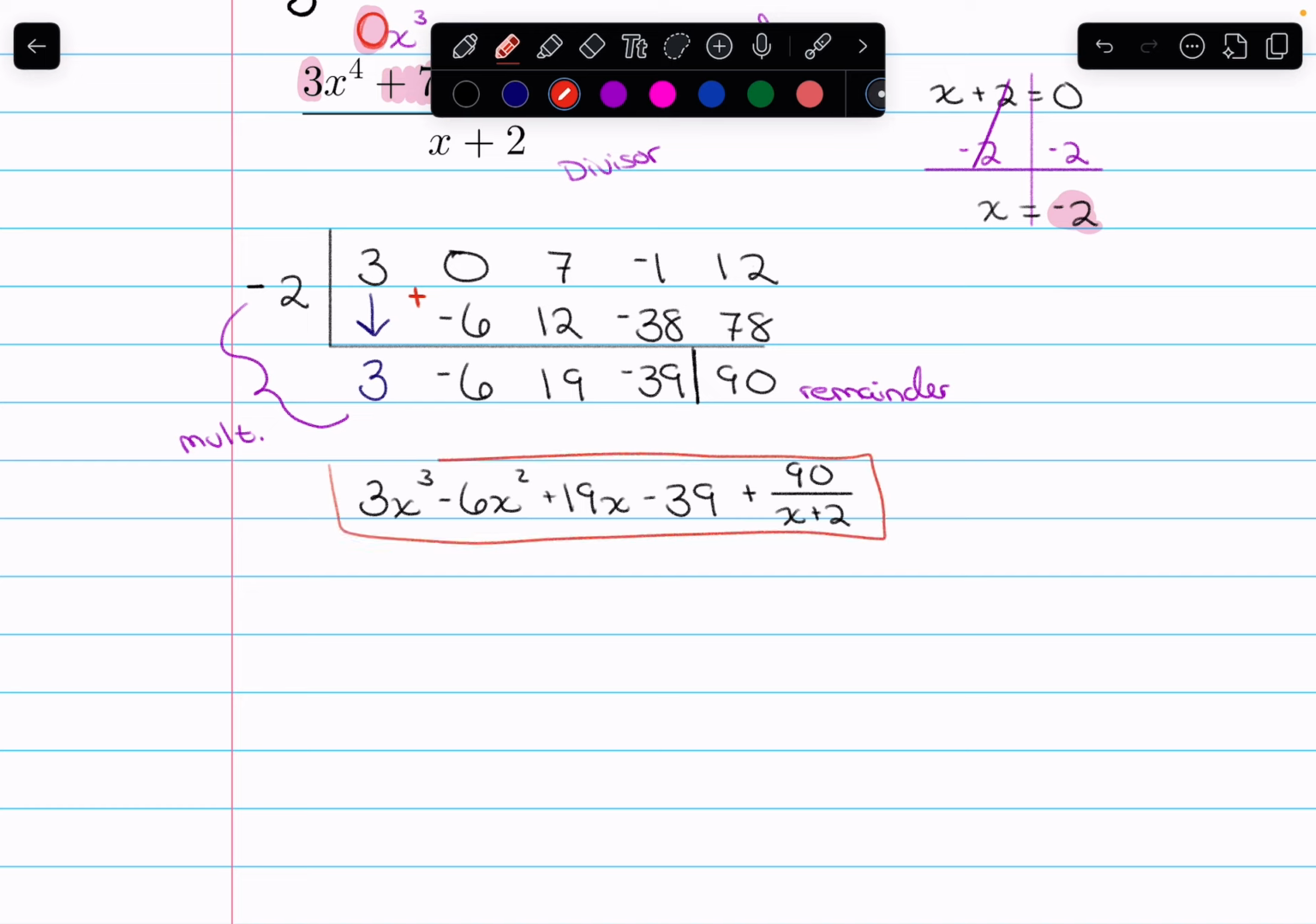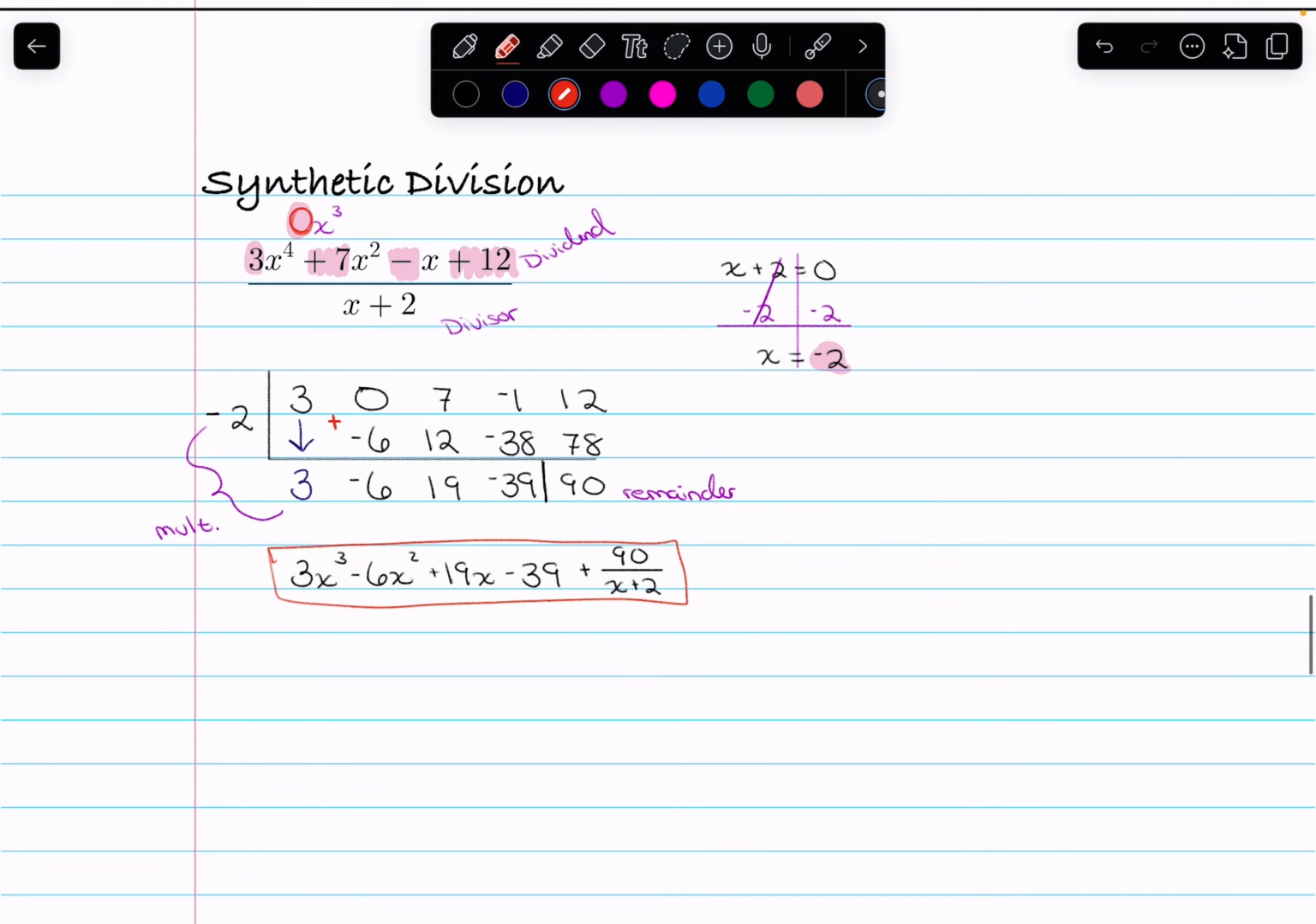You can also use synthetic division to evaluate problems. I will do that in a separate video and I'll let you guys know. Okay, but that's it for synthetic division.